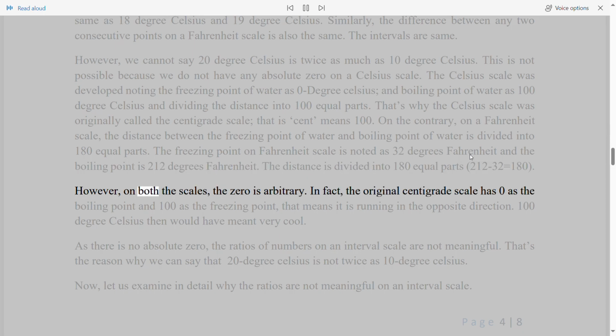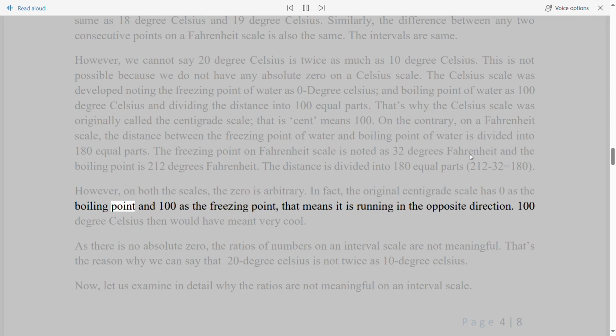However, on both the scales, the zero is arbitrary. In fact, the original centigrade scale has 0 as the boiling point and 100 as the freezing point. That means it is running in the opposite direction. 100 degrees Celsius then would have meant very cool.